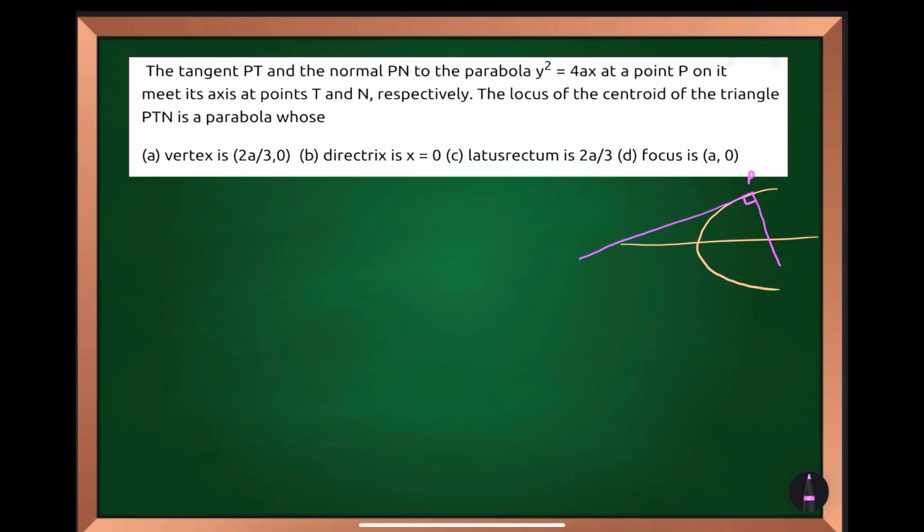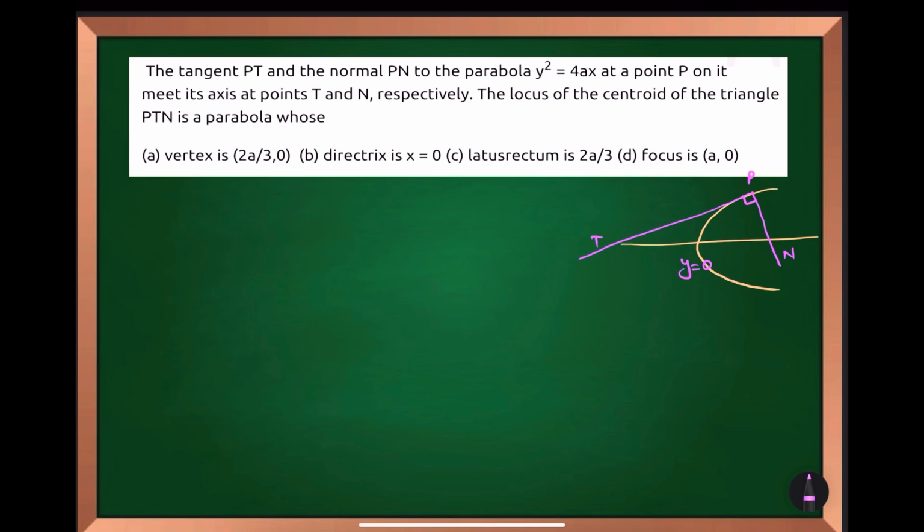P on it, meet its axis at T and N. So this is the axis of the parabola, y equals 0, the x axis, correct? So it is T, it is N. Then the locus of the centroid of the triangle PTN. So you have to find out who is PTN.